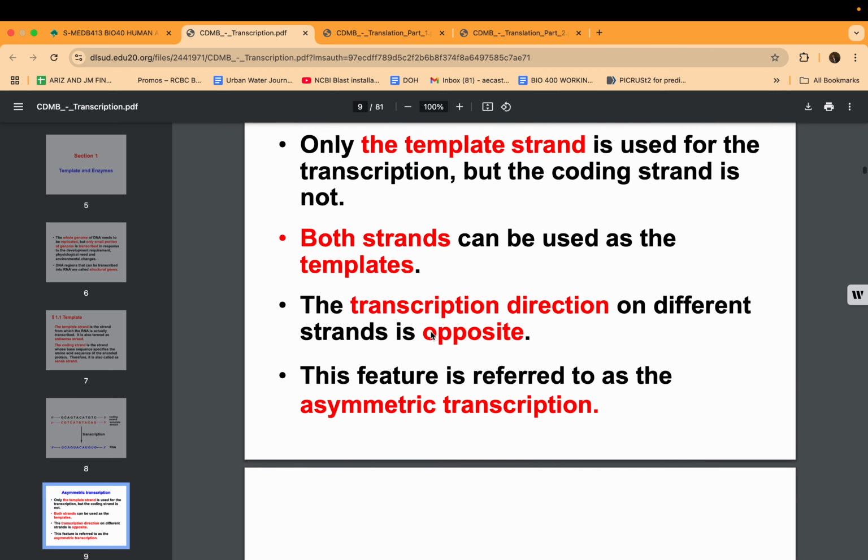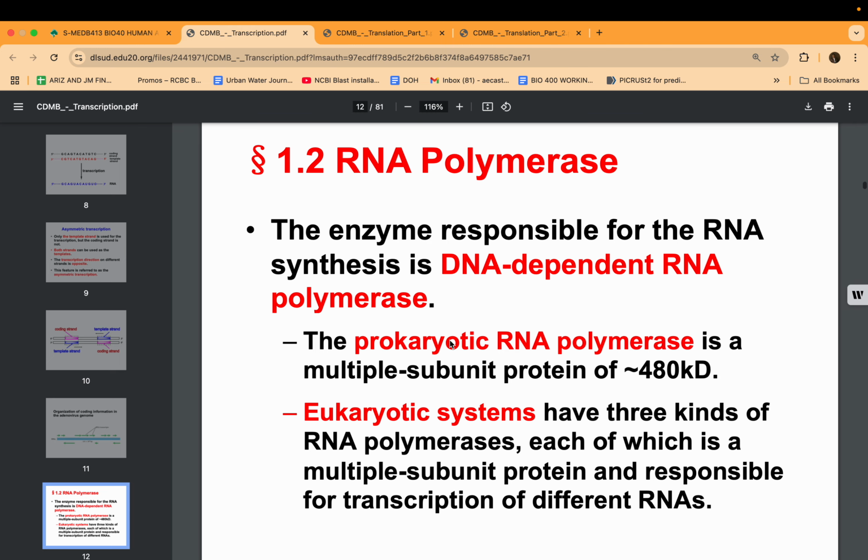Okay. Right. So now let's take a look at the RNA polymerase. The prokaryotic RNA polymerase is a holoenzyme with multiple subunits. Subunits are recruited as needed. They are removed when they are not needed. Total of 480 kilodaltons. Eukaryotic systems, on the other hand, have 3 types of RNA polymerases, each of which is a multiple subunit protein and is responsible for the transcription of the different types of RNAs.